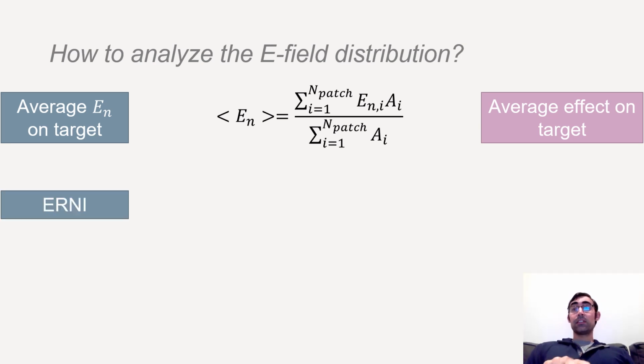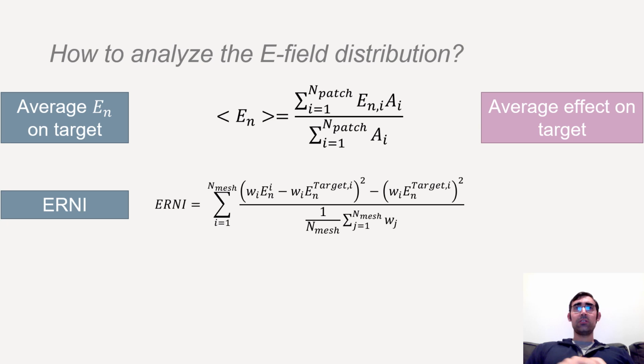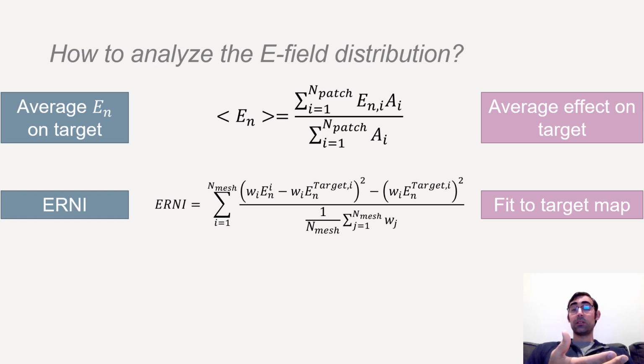target area. The second parameter that we use is called ERNI, or error with respect to no intervention, and is calculated by this complicated looking expression. Basically, this expression is calculating the least squares difference between the weighted electric field induced by the montage and the weighted target electric field. And this is actually the function, or the value that the optimization algorithm minimizes for, and just basically indicates how well the electric field induced by the montage fits to the target electric field.